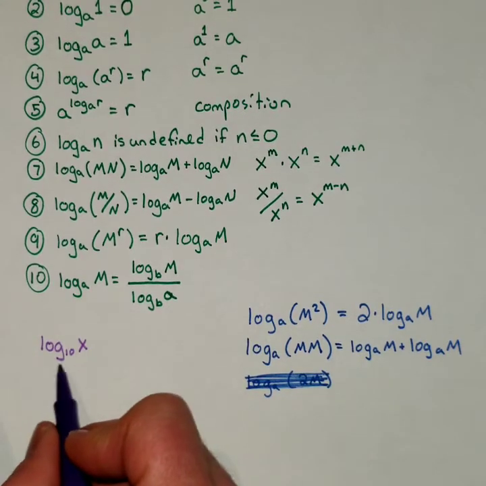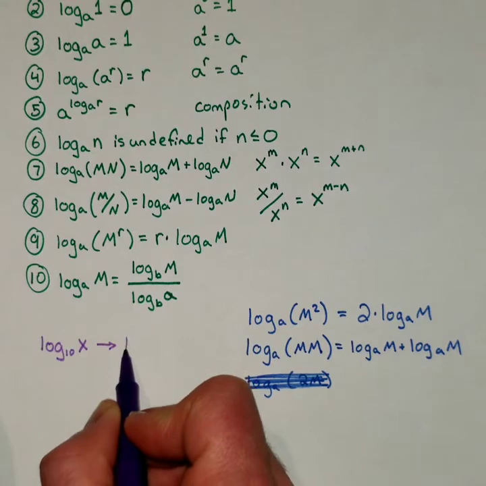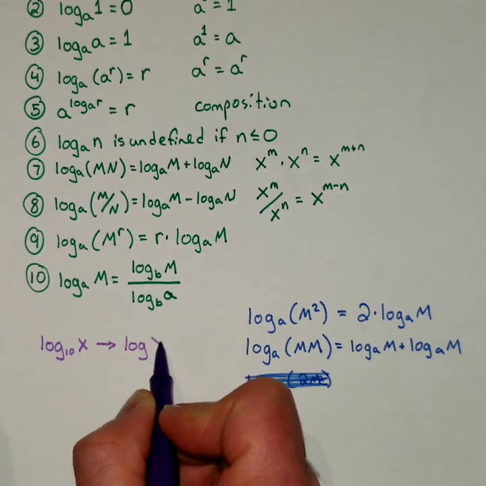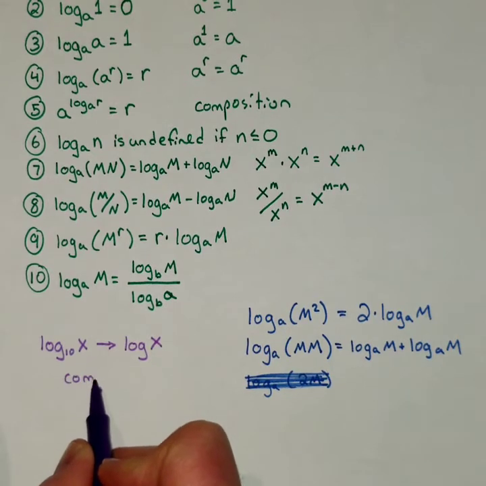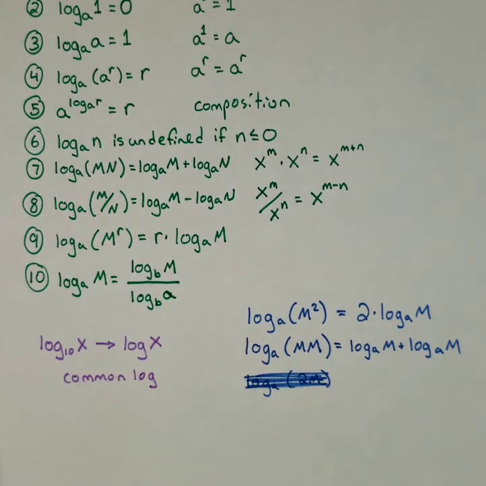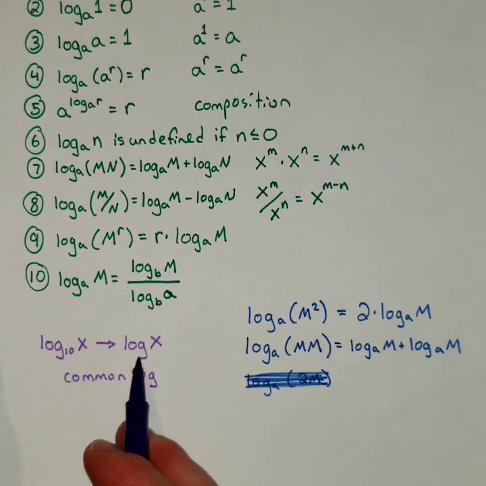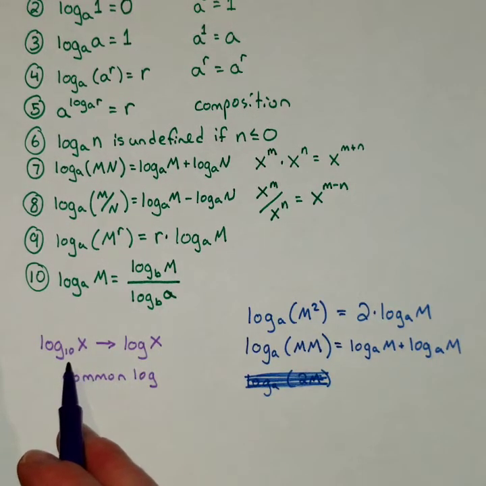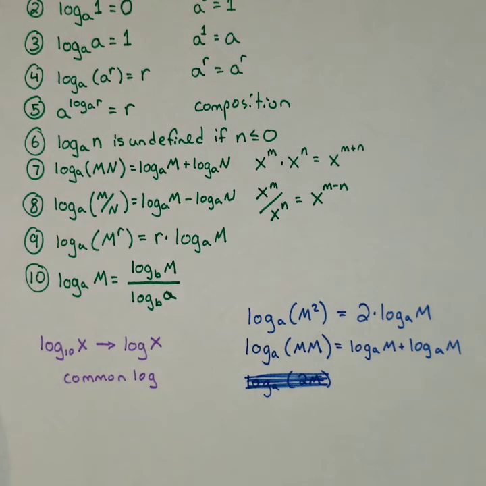That's one of them. That one's called the common log, and we write it generally as just log of x. We just don't write the base for that one. This is called the common log. The common log has a base of 10, and we just don't write the base. So if you ever see a log with no base, it is actually a base of 10. Okay, we just assume that.